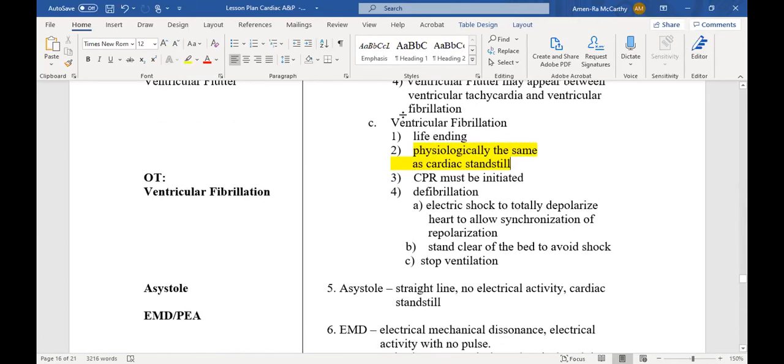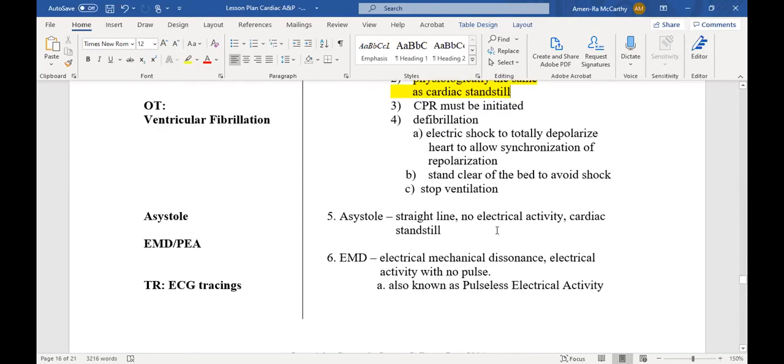All right, so V-fib says you got to shock them. You must shock them. All right. Then asystole. Flatline. There's no electrical activity at all. That is cardiac standstill. And they're saying that if you're in V-fib, it's the same thing as cardiac standstill because he's just twitching, right? He's not compressing at all.